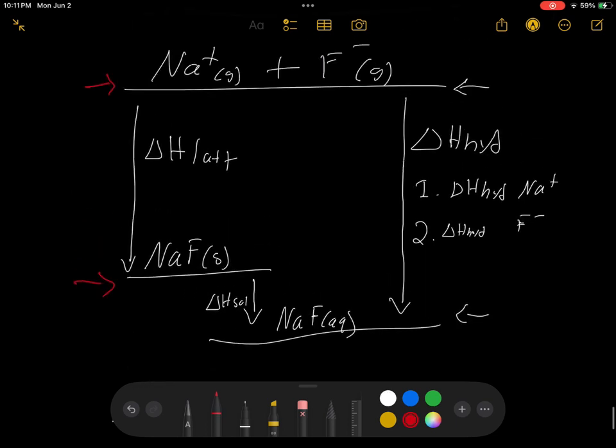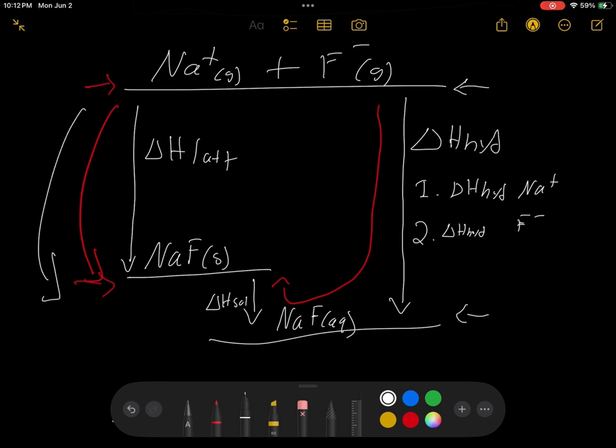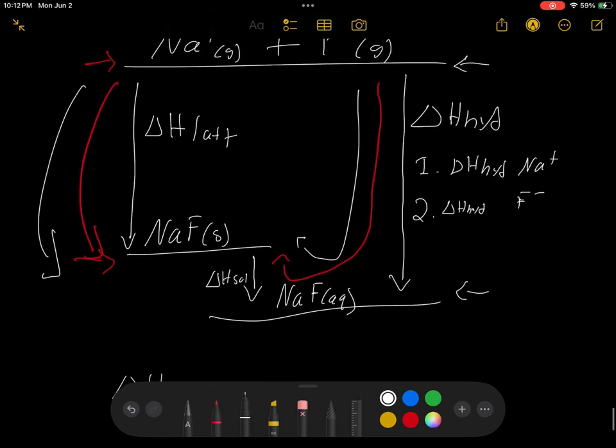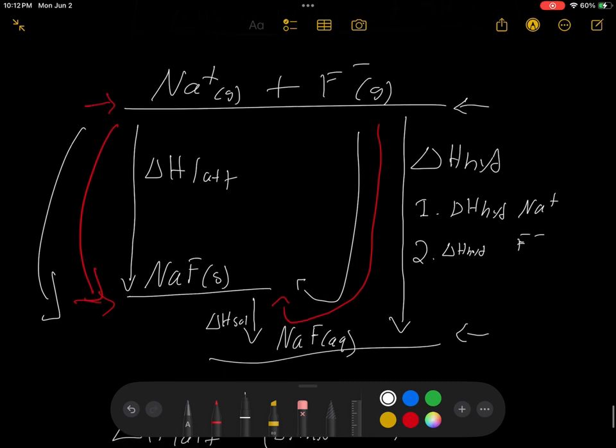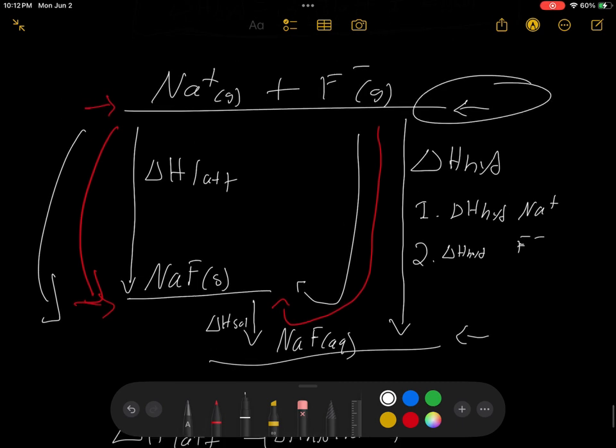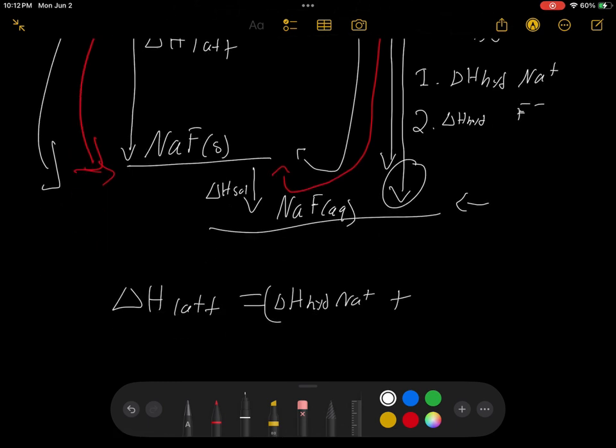The other side: I can get to this platform by going this way, or I can get to it by going this way. So one side of the equation is one path, and the other side of the equation is the other path. The other path is going to be our hydration steps, delta H hydration of Na plus. I'm keeping this positive because I'm starting from this platform up here, and as I'm going down, I am following this arrow. So we keep it positive. We do not multiply by -1.